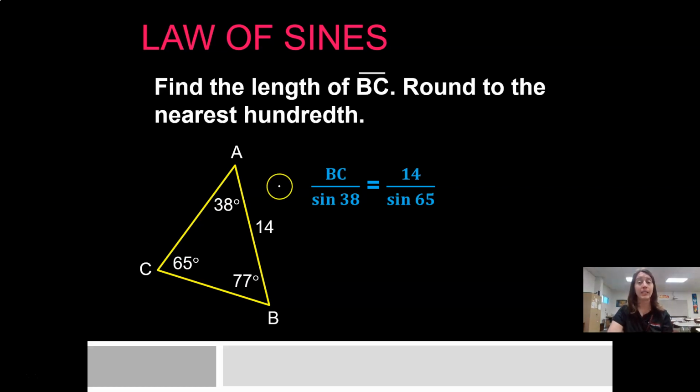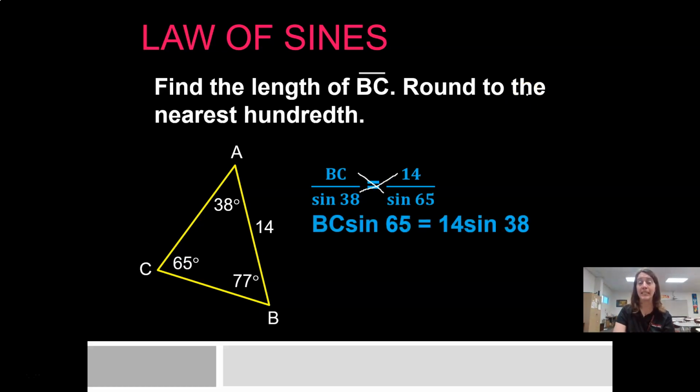The solving process is exactly the same. The BC is going to get multiplied by the sine of 65, and our 14 is going to get multiplied by the sine of 38. Again, I didn't do anything on my calculator. I just wrote BC times sine 65 equals 14 times sine 38. Do not multiply that 14 and 38 together. That is not what the question wants you to do.